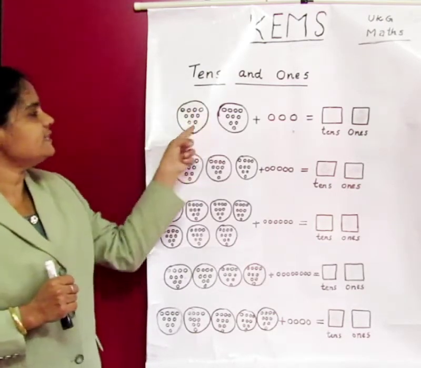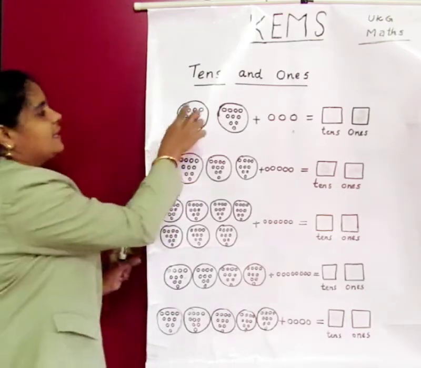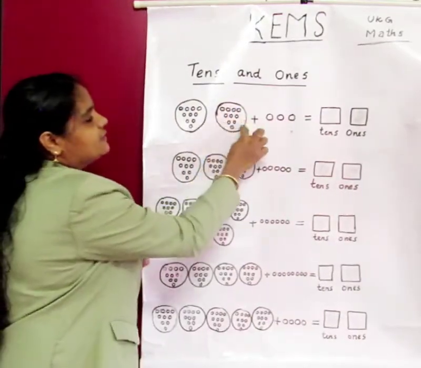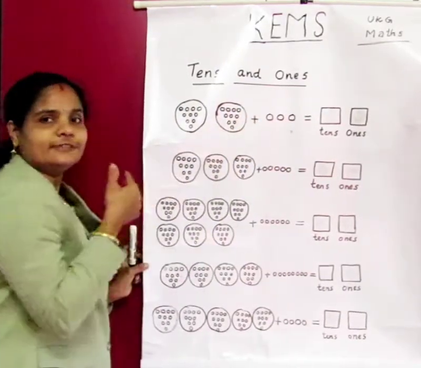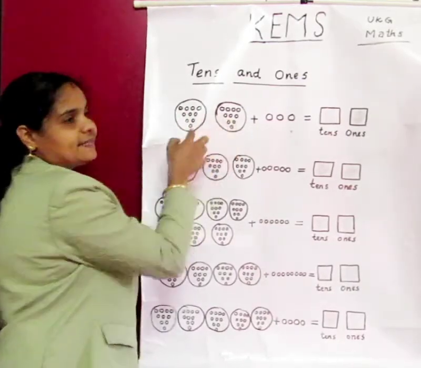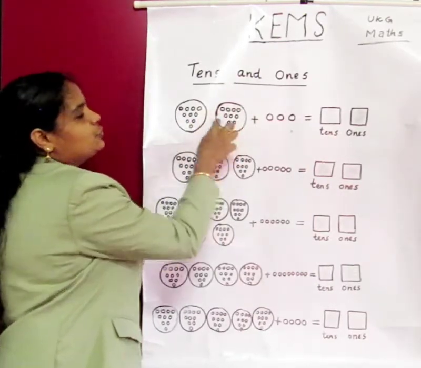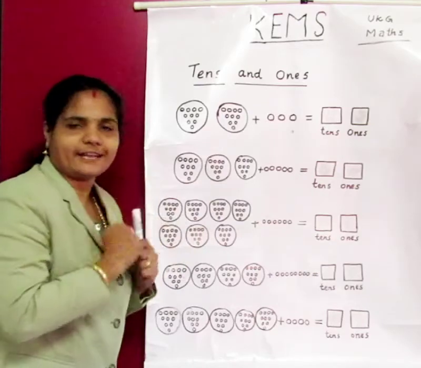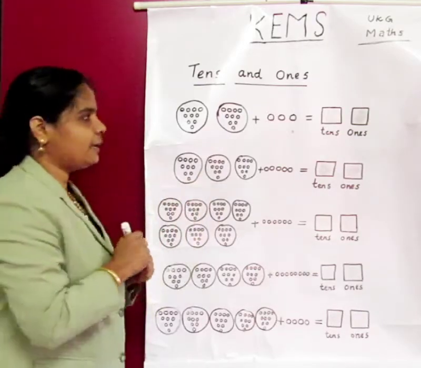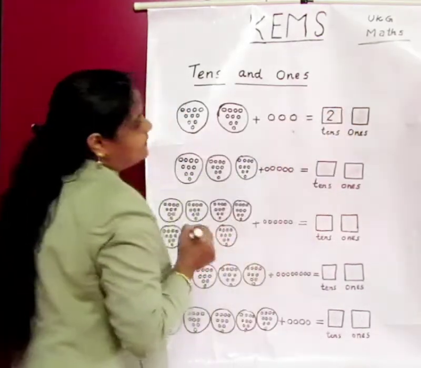So, this is a group of 10. Then, look. This is another group of 10. Okay. So, these are tens. Group of tens. So, 1 ten, 2 tens. 2 group of tens means 2 tens. Okay. So, here 2 tens.